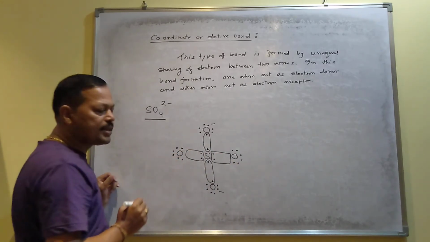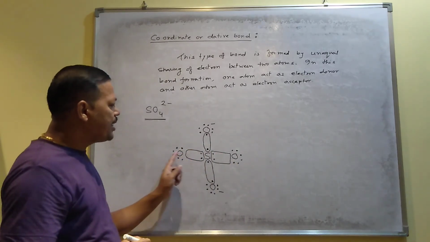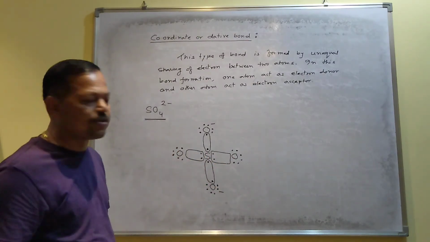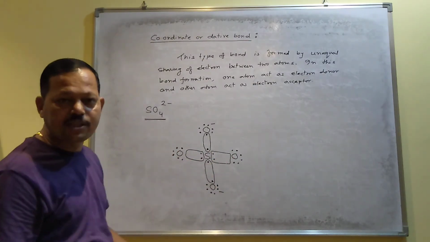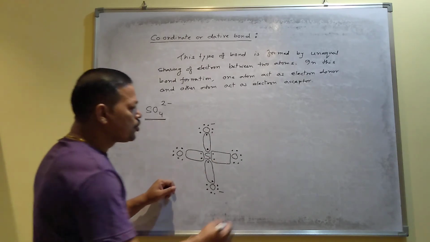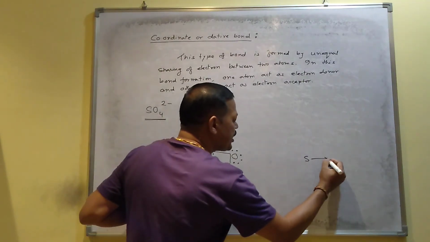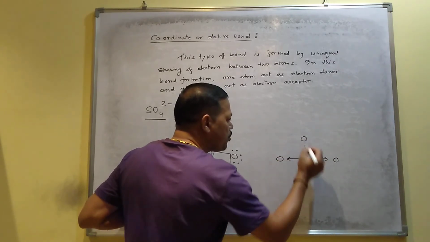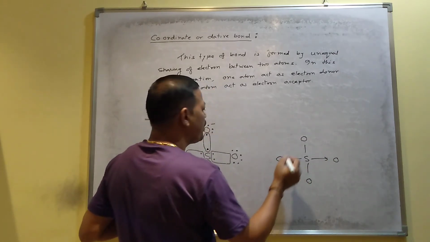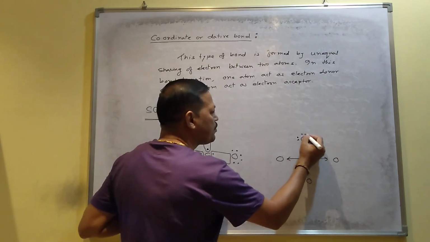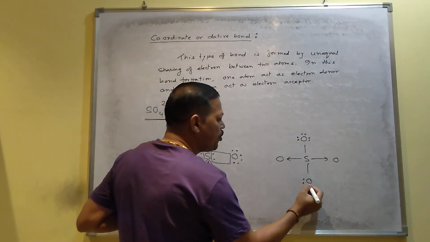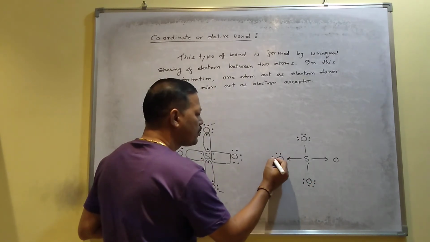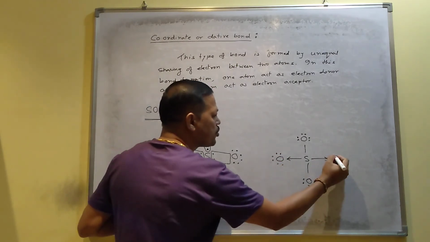When you do unequal sharing, then inside this oxygen 8 electrons, inside this oxygen also 8 electrons, and sulfur also has 8 electrons. And that is why the dative bond concept is applicable here. So that means this side one dative bond, this side one dative bond, this side covalent bond, this side also covalent bond. Here 3 lone pairs present. Here also 3 lone pairs. Here also 3 lone pairs. Here also 3 lone pairs.